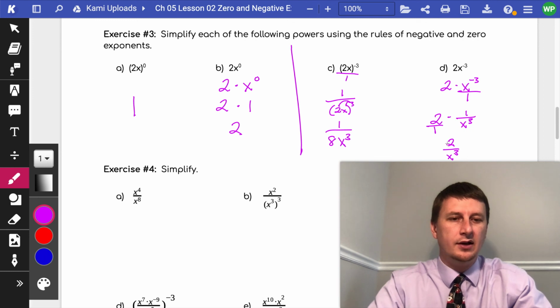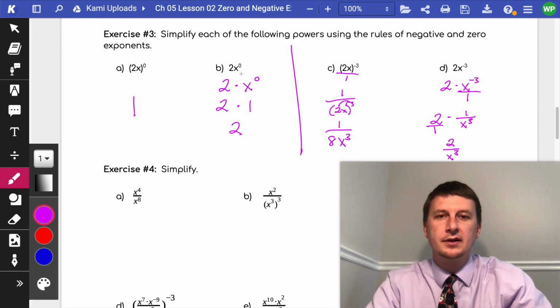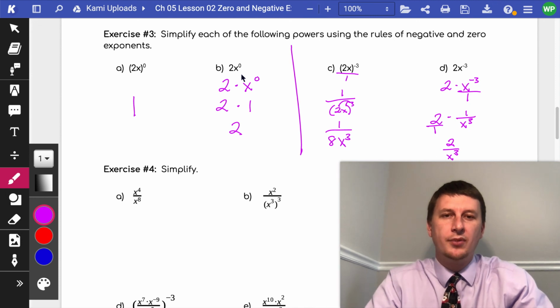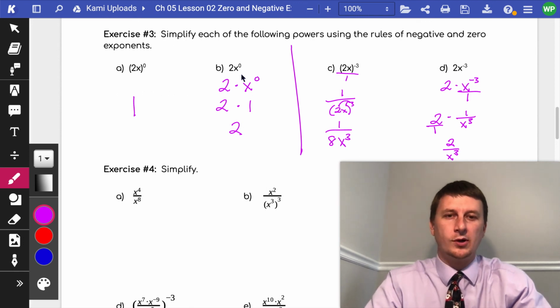Do we see a large difference between parts C and D? All because of parentheses? So parentheses are going to be quite important when we move forward with zero and negative exponents. Any part of math for that matter, parentheses are very important.